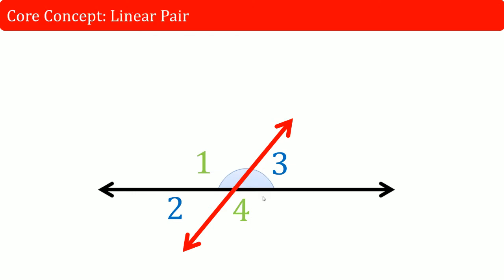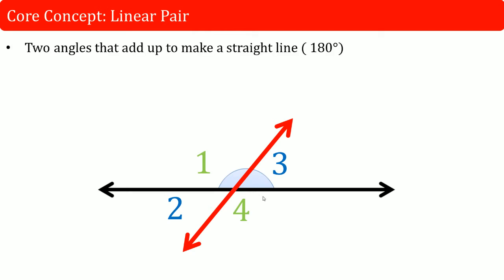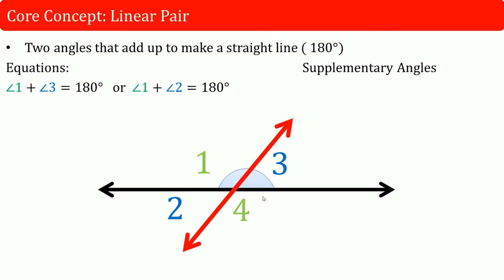Let's look at the linear pair concept here. Two angles that add up to make a straight line is what a linear pair is, and we know that as supplementary angles. If we set this up originally, we could say that the top angles here, 1 and 3, make 180 degrees. They're a linear pair. They make a line. 1 and 2 also make a line right here.